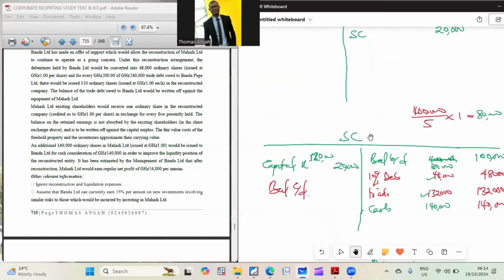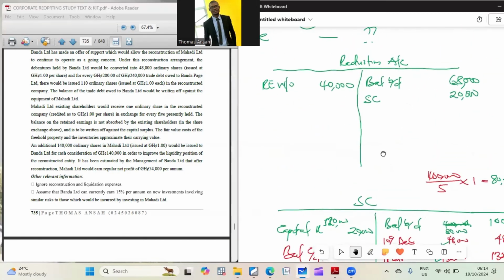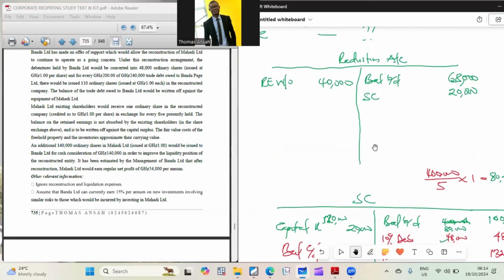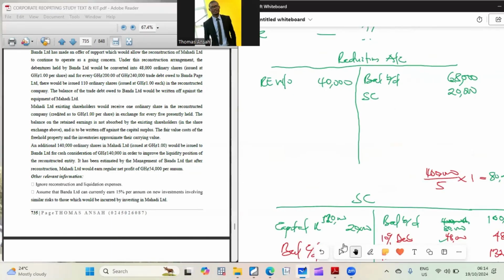And lastly, our capital reduction, which is supposed to balance. If it doesn't balance, you can take it straight to capital reserve. As you see, the balancing will be on the debit side, straight to capital reserve. So how much is that? That's like 28,000, or 48,000. 48,000, right?